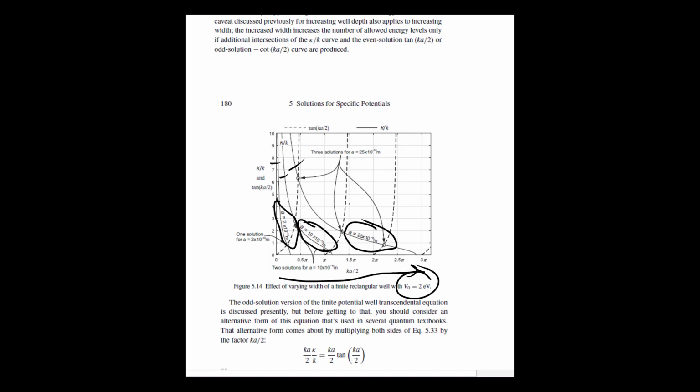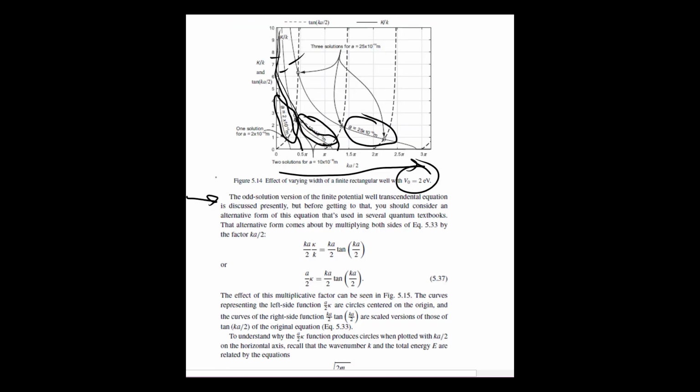So what happens as the well gets wider? You get more solutions. Maybe. Once again, you've got to make it enough wider that you hit the next tangent Ka over 2 curve. The one I just drew would not get us any additional solutions. But if you increase the width of the well enough, you do get another solution. So the same caveat applies, which is, in general, wider wells mean more solutions, but you cannot guarantee that widening the well a little bit will get you another solution. You have to solve the transcendental equation to know that.